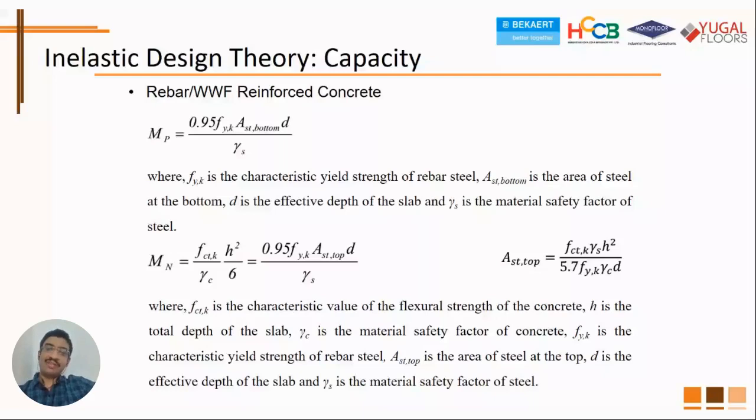Now coming on to the capacity itself, you get a positive bending moment at the bottom and a negative bending moment on the top, and those capacities are given here. So if you are using reinforcement, the positive bending moment is a function of the area of steel that is provided at the bottom, and the negative bending moment is a function of the area of steel provided at the top, which is equivalent to the cracking strength of concrete.